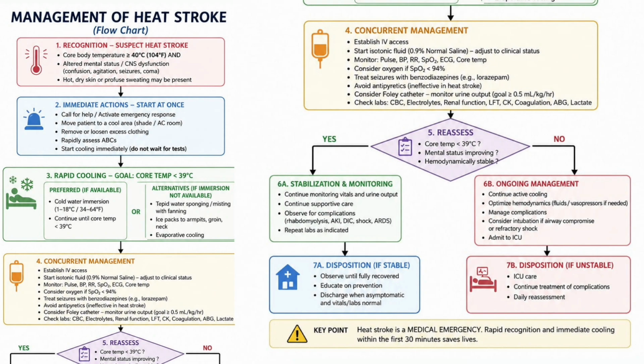Then after all these things, reassess whether the core temperature is less than 39 degrees Celsius, mental status is improving and the patient is hemodynamically stable. If all these are yes, then stabilization and monitoring should be done. Otherwise the ongoing management needs to continue. So we have to keep assessing the patient and take action accordingly. And remember that heat stroke is a medical emergency, so rapid recognition and immediate action within the first 30 minutes saves life.